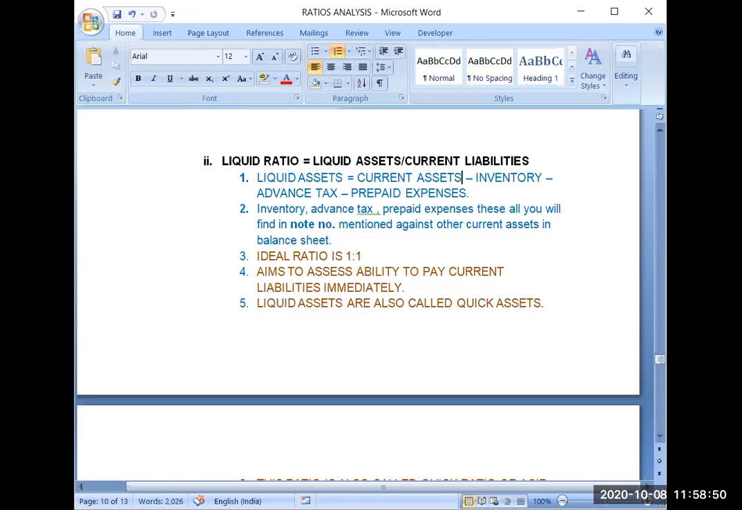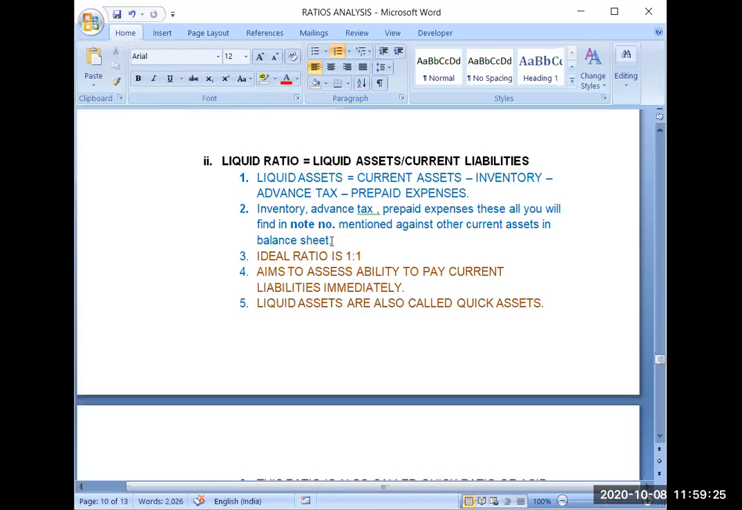That's why we will calculate liquid assets in this manner after excluding these three accounts. Inventory, advance tax, prepaid expenses, these all you will find in the note number. If you are calculating ratios of your company which I have provided to you, then where you will find these three pieces of information: if you see the note number of other current assets in the PDF, there you will find these three pieces of information.